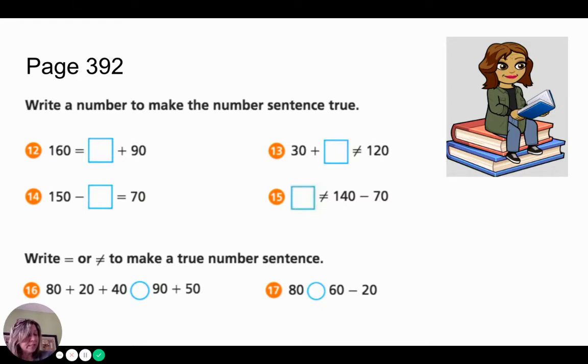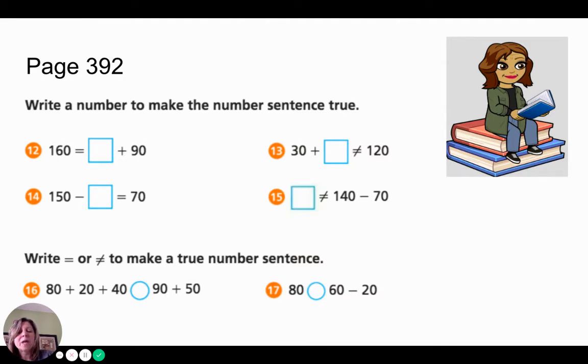All right, for number 16 and 17, third graders, we're going to decide if the equal or the not equal sign is needed. All right, so on one side of the circle, 80 plus 20 plus 40. Add up your tens. On the other side, 90 plus 50. Are those equal? Use the equal sign.